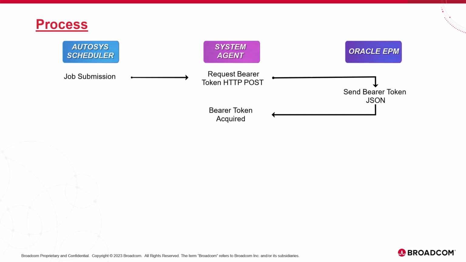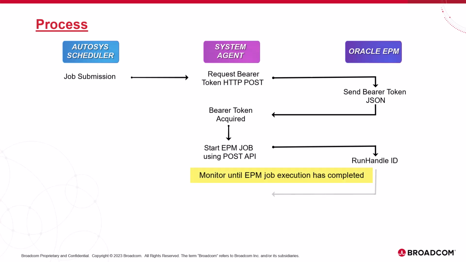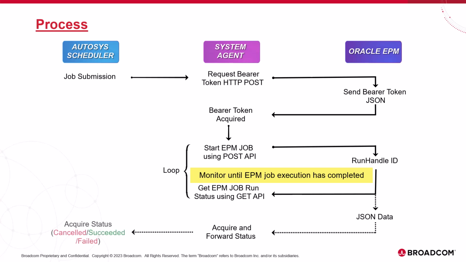This token is needed to start the job. After the agent acquires the token, it submits the job to the Oracle EPM Server with the token as a post request. The EPM server identifies the matching job and executes it. The job execution is given a run handle ID to which the date and timestamps are appended. The EPM server and system agent then monitor the job until it reaches the final state. Once it obtains the final state from Oracle EPM, it marks the job to the final state in AutoSys as canceled, succeeded, or failed.